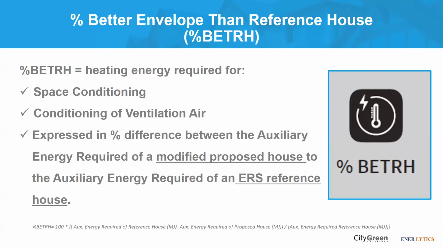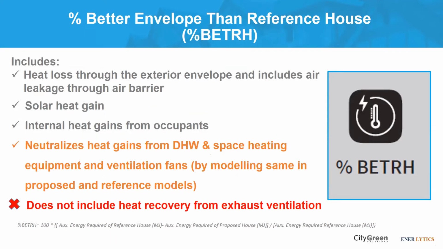So what is this? How is it defined? It includes the heating energy required for space conditioning, conditioning of ventilation air, and it's expressed in the percentage difference between the auxiliary energy required of a modified proposed house to the auxiliary energy required of an ERS reference house. It includes heat loss through the exterior envelope, air leakage through the air barrier, solar heat gain, internal gains from occupants, and importantly, it neutralizes the heat gains from domestic hot water and space heating equipment and ventilation fans by modeling the same in the proposed and the reference house. Also important to note, it does not include heat recovery from exhaust ventilation.